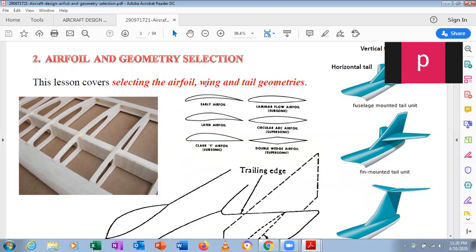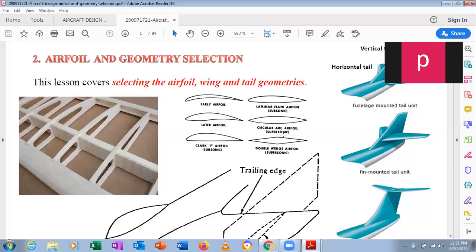Look here at the early airfoils, how they look, and we can see the laminar flow airfoil. Mainly, it is a symmetric airfoil. Yesterday I told you what a symmetric airfoil is: it is zero camber, for example NACA 0012. Such airfoils are called subsonic airfoils. We have a later airfoil, the circular arc, where there is a circular arc on the upper and lower surface. Such airfoils are called circular arc airfoils, and the Clark Y airfoil is subsonic.